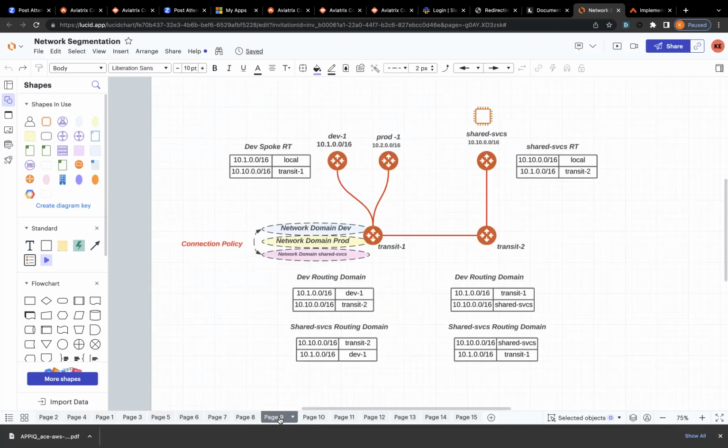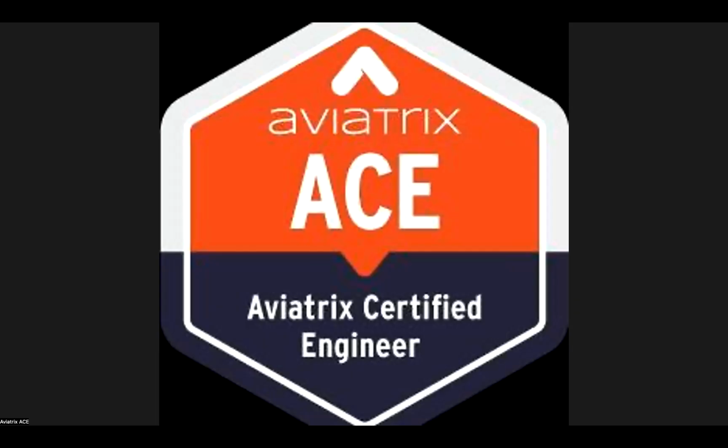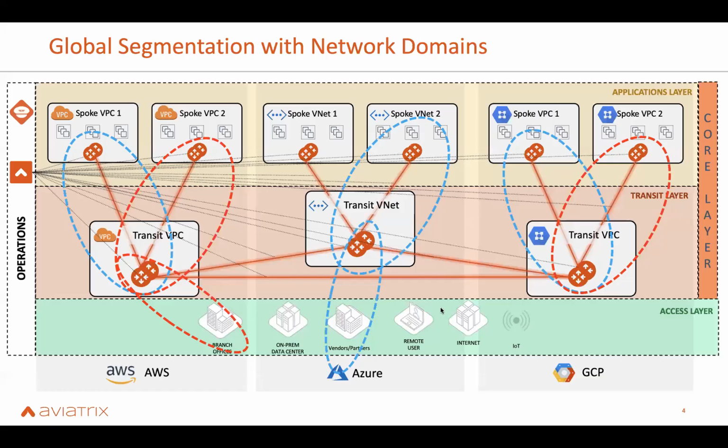That is basically, I hope this gives us a good understanding of network domains. Let me now share again my presentation now that we've explained. So again, what we're seeing here is exactly what we've discussed.